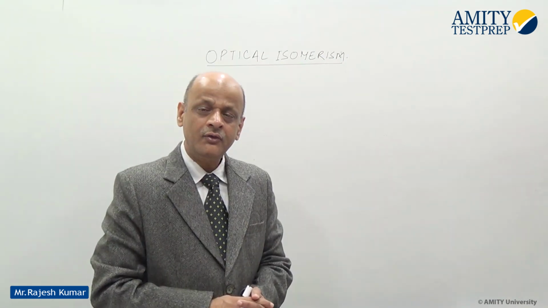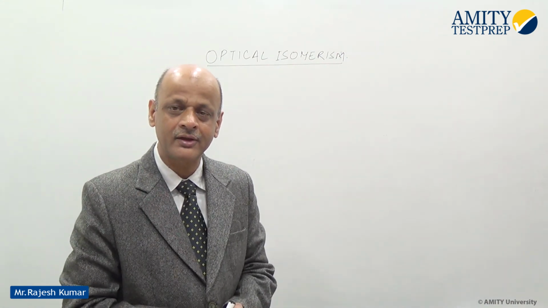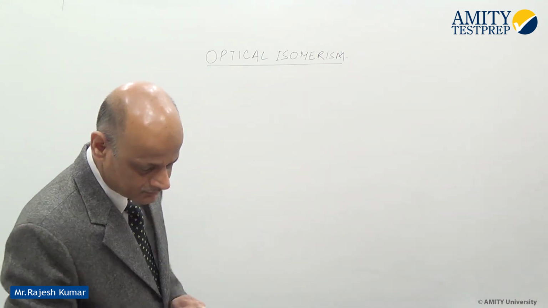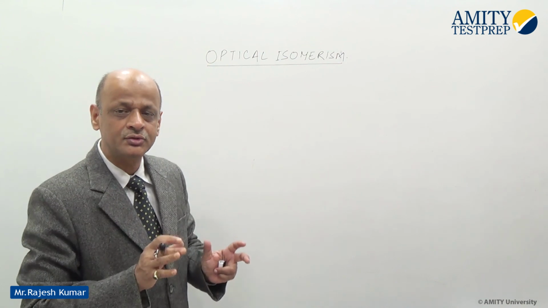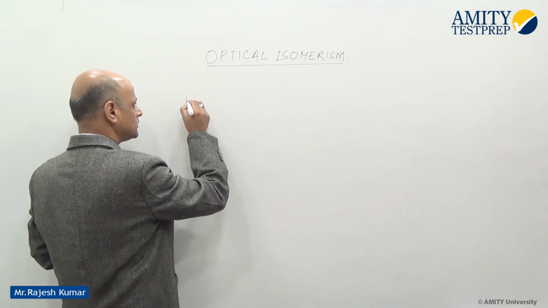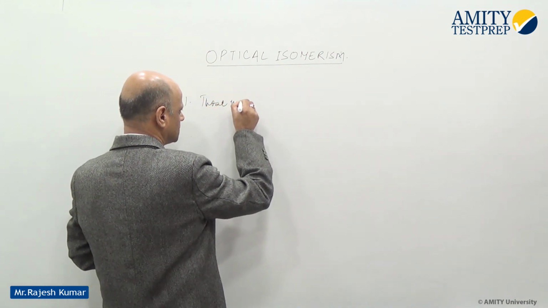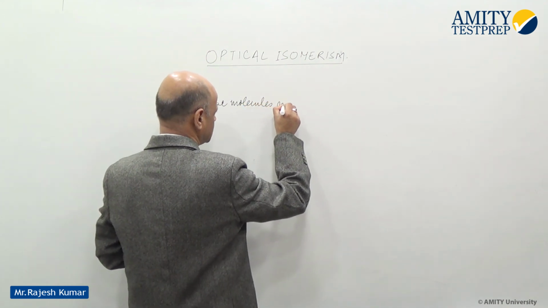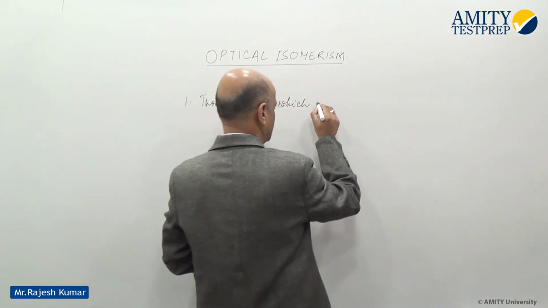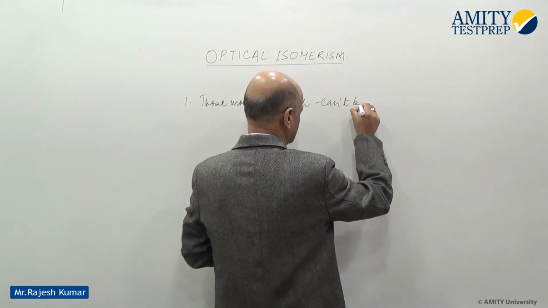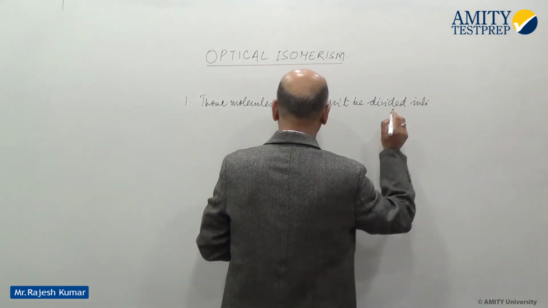Now we are going to calculate the total number of optical isomers formed by optically active molecules. For this, the molecules can be categorized into two types. One is those molecules which cannot be divided into two equal parts.